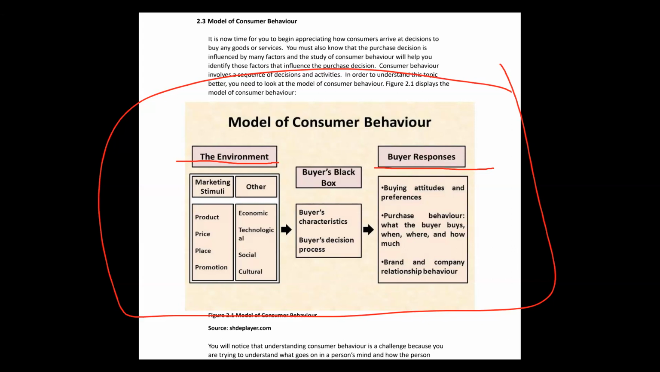So let's start from the marketing stimuli. What is it that is stimulating that individual to buy? Is it the product? Is it the price? Is it the place or the promotion? We commented on the 4 P's of marketing previously. And then we have other factors that could be economic, technological, social, and cultural factors as well. Then under the buyer's black box, you have the characteristics of the buyers, or the buyer's decision-making process.